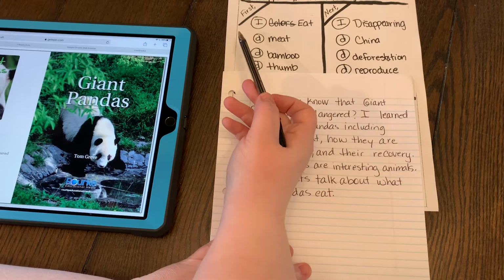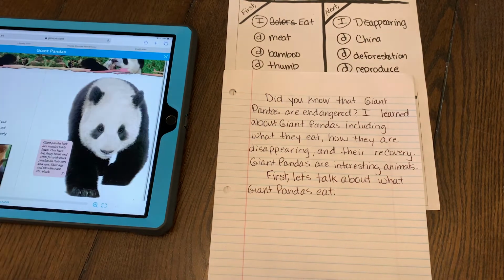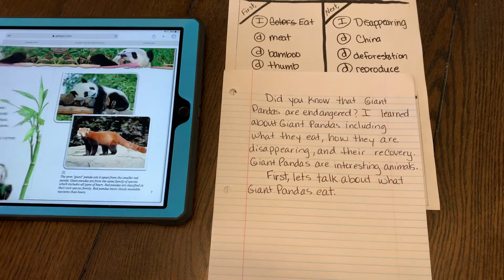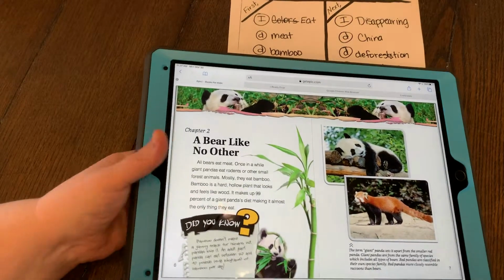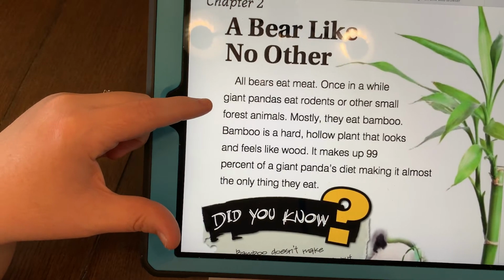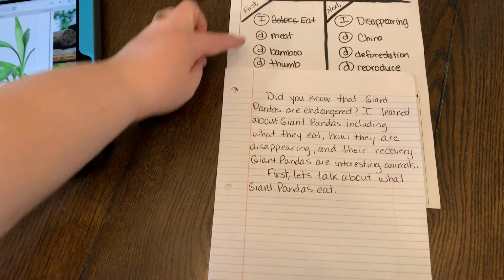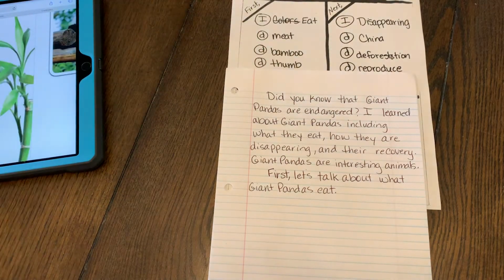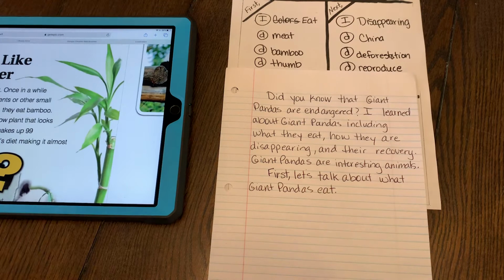The first thing is meat. Now, I remember some details in my story, so I'm going to go ahead and look for what they specifically said, because I remember them talking about some meat. All bears eat meat. Once in a while, giant pandas eat rodents or small forest animals. Mostly they eat bamboo. Bamboo is my other detail. I want 1 sentence per detail. So I'm going to talk about the meat. So I want to put that in my own words.